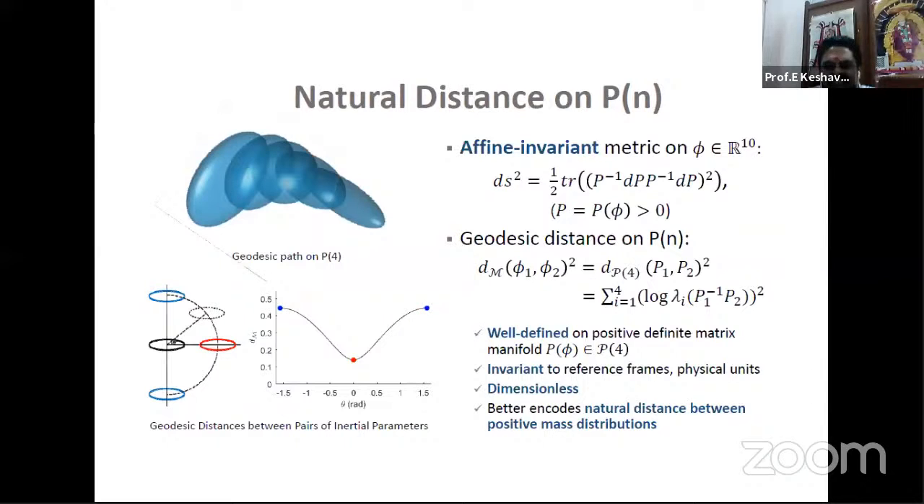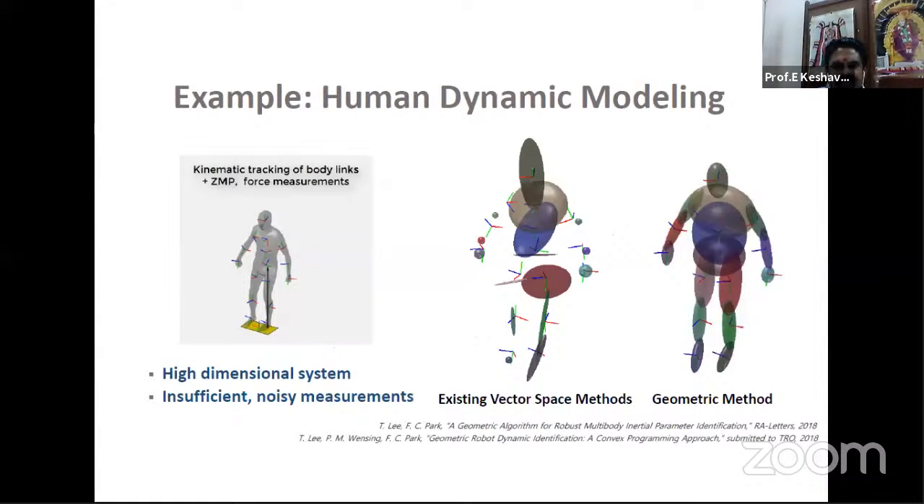So the natural distance on Pn: if you see the geodesic path on P4, this is one. And the geodesic distance between the pairs is this one; see the graph. All this should be well defined on positive definite matrices, invariant to the reference, dimensionless, and should better encode the natural distance between positive mass distributions. This is what should happen.